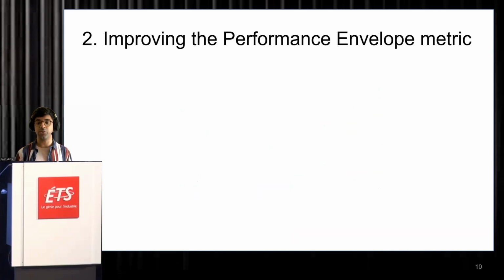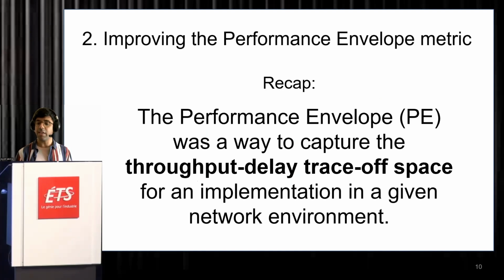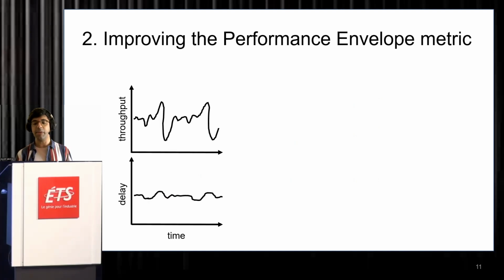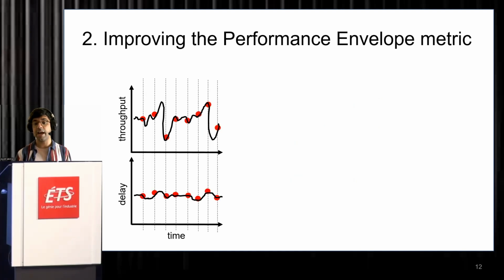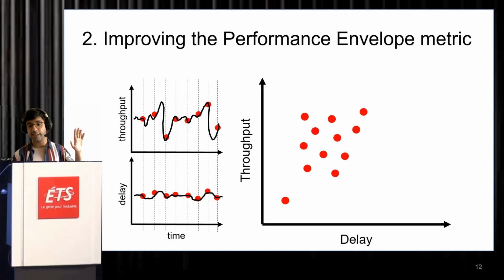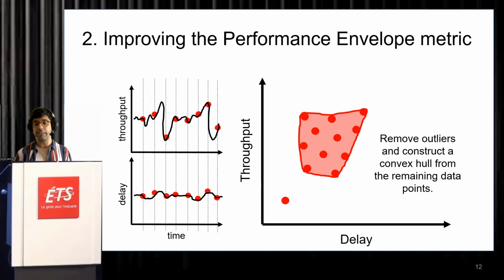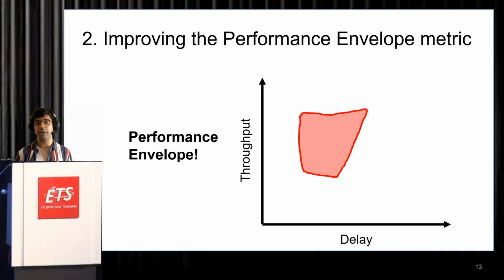These stacks were benchmarked using a new and improved definition of the performance envelope, a metric we devised to characterize CCA implementations. To recap, the performance envelope was a way to capture the throughput delay trade-off space in which an implementation operates. So say an implementation has some throughput and some delay characteristics in some network profile. We would then sample the time series data at regular intervals and plot them as pairs in the delay versus throughput plane. We would then get rid of all the outliers, compute the convex hull of the remaining points, and use it to define a region called the performance envelope of that implementation.